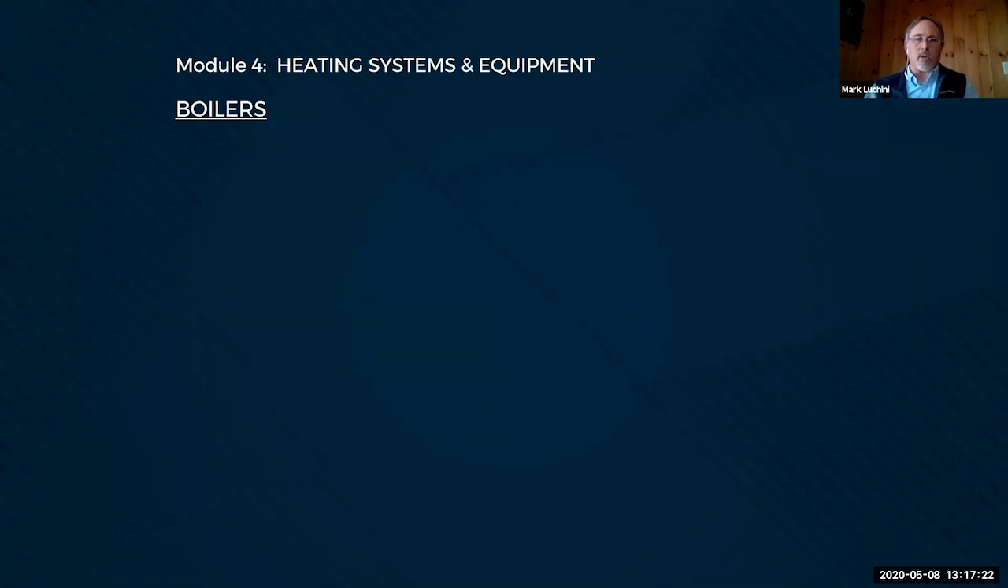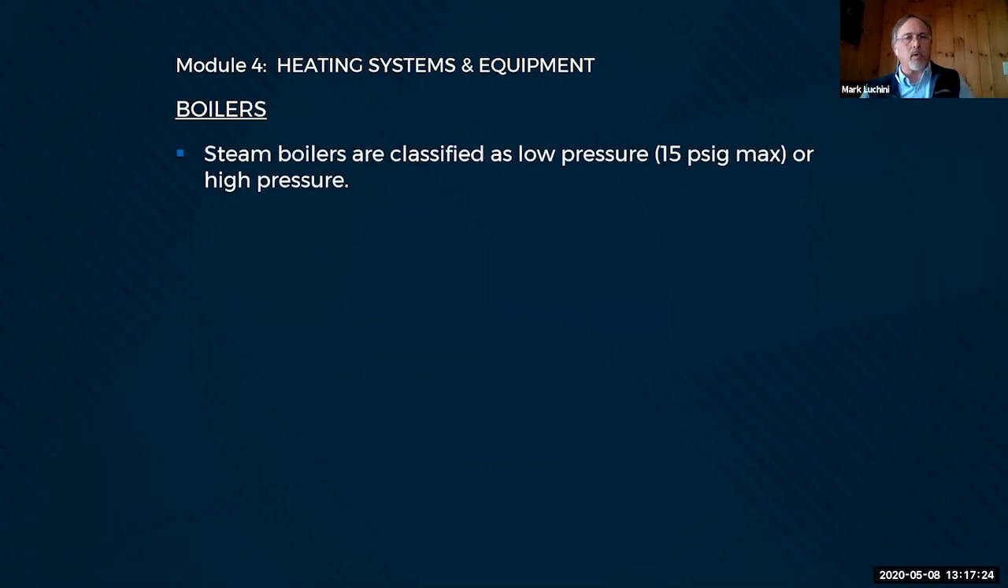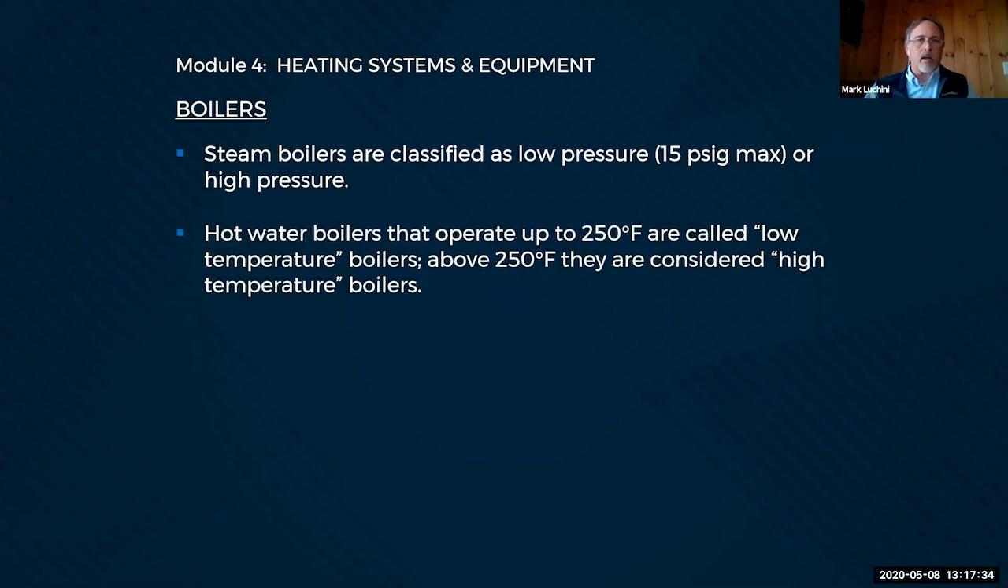A couple different types of boilers. We'll talk about steam boilers first. Steam boilers are classified as low pressure or high pressure. Low pressure being anything up to 15 pounds gauge pressure. Hot water boilers are classified as low or high temperature. So if you're up to 250 degrees or 160 pounds of pressure, that's a low temperature boiler. Anything above 250 or 160 is high temperature. We don't see too much of that in our business. You'll see that more in the industry rather.